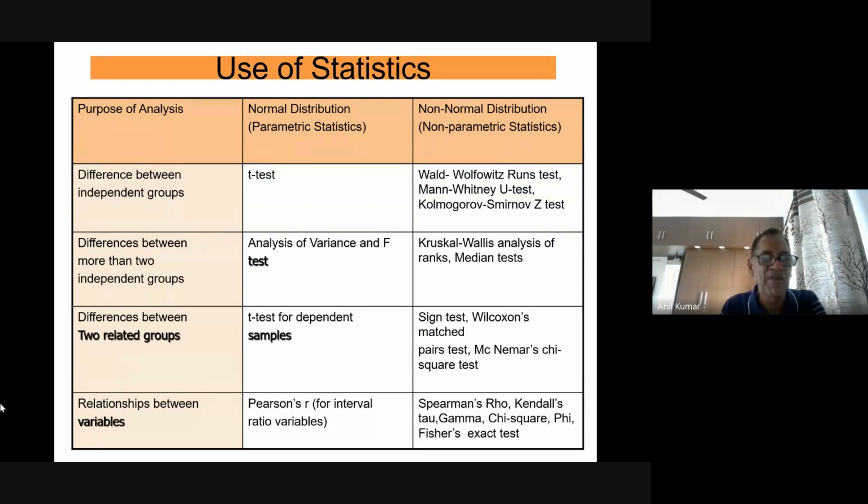Likewise, when the purpose of analysis is to find the difference between more than two independent groups, note that the t-test is for the difference between two groups. When you have more than two groups, you should think of analysis of variance, or Kruskal-Wallis analysis in non-parametric. These are some clues and suggestions from my side: whenever you have a statistical analysis, look at the nature of the data, and depending upon it, think of a parametric or non-parametric test.